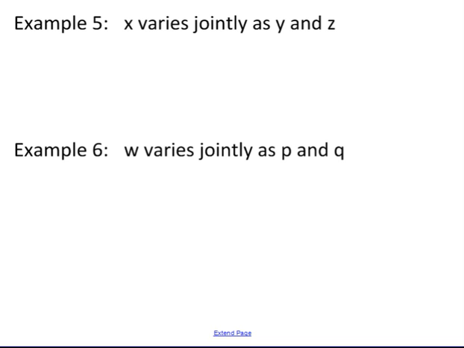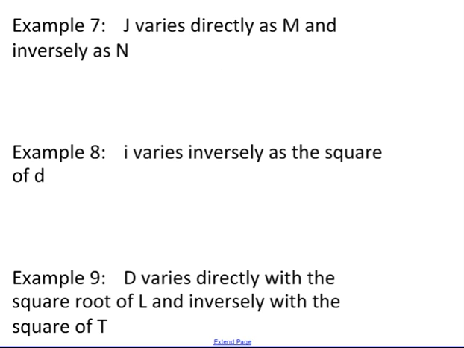X varies jointly as y and z. X, always have to have the k. Varies jointly, we're going to be multiplying. X equals k times y times z. Make sure you read these carefully. So look at example 8.